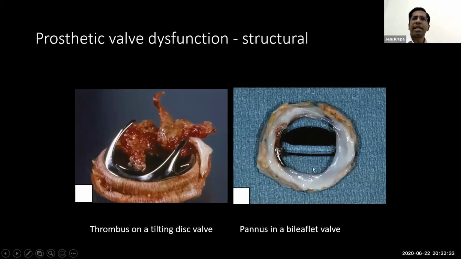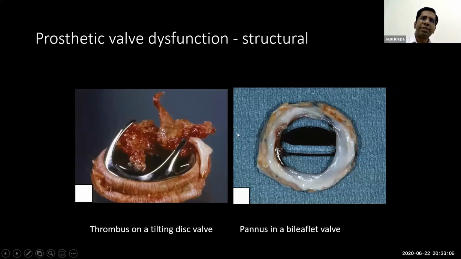It's a gradual process which happens over a long period of time, and the impact of it also will be greater if the orifice is smaller. Or sometimes pannus can grow into the opening closing mechanism, and then there may be a problem even if there is not much pannus. So that is the other thing to keep in mind. So it usually correlates with the duration of the valve, whereas thrombus usually correlates more with anticoagulation and anticoagulation status.